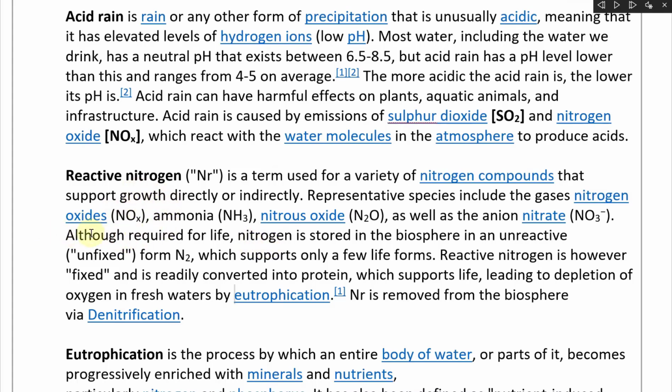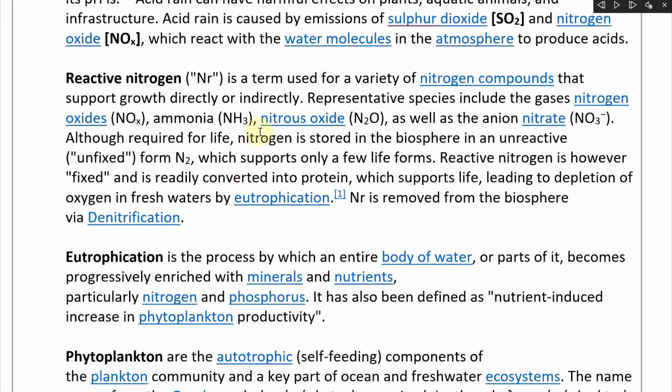Quickly pause the video and add more context here on reactive nitrogen. Although required for life, nitrogen is stored in the biosphere in an unreactive, quote, unfixed form, N2, which supports only a few life forms. Recall that nitrogen is inside DNA, in the nitrogenous base, or nucleobase, so it is going to be in all life forms. Reactive nitrogen is, however, quote, fixed and is readily converted into protein, which supports life, leading to depletion of oxygen in fresh waters by this term.